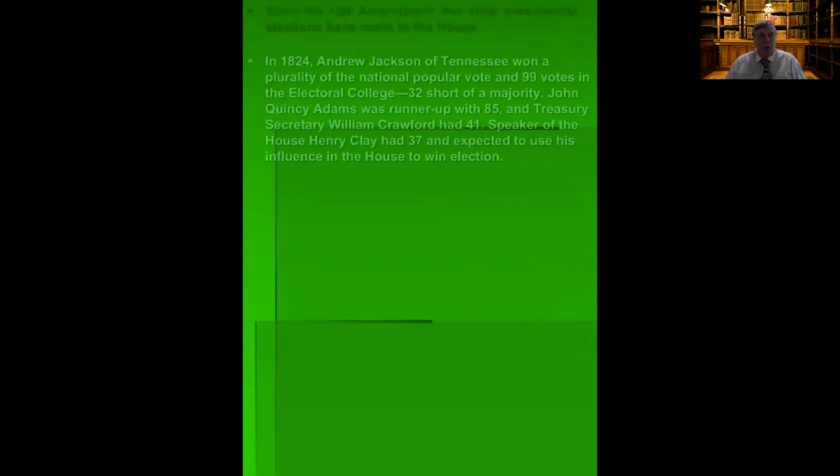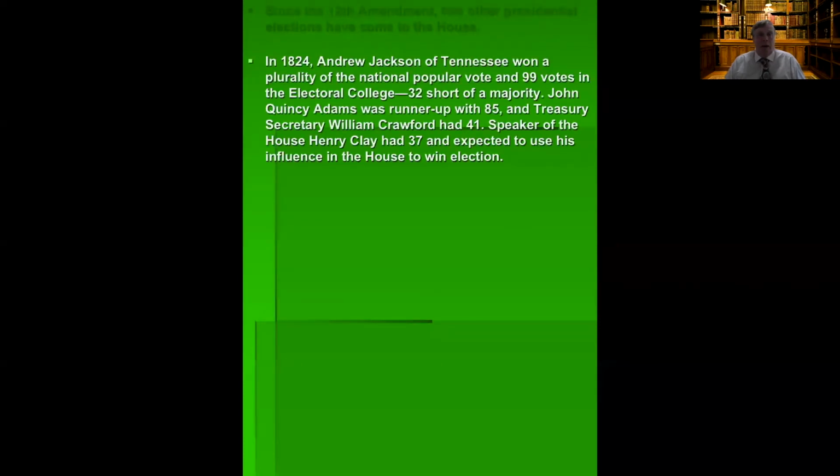Since the 12th Amendment, two other presidential elections have come to the House. In 1824, Andrew Jackson of Tennessee won a plurality of the national popular vote and 99 votes in the Electoral College, 32 short of a full majority. John Quincy Adams was the runner-up with 85 electoral votes, and Treasury Secretary William Crawford had 41. Speaker of the House Henry Clay had 37 and expected to use his influence in the House to win election.